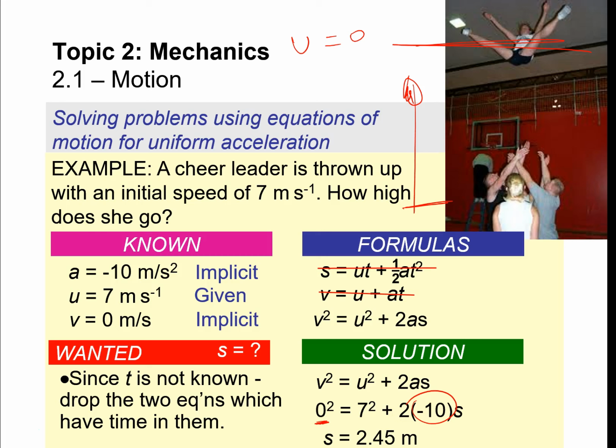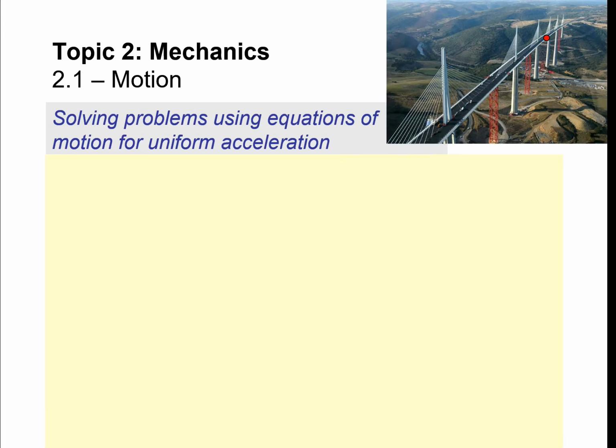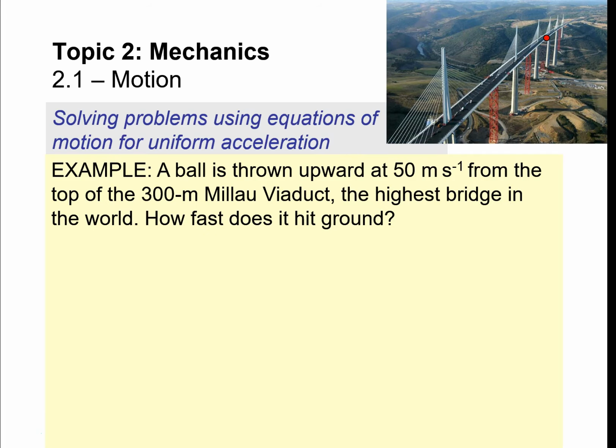I hope you all got this one right. Moving forward, another problem. A ball is thrown upward at 50 meters per second from the top of a 300-meter Millau Viaduct, the highest bridge in the world. How fast does it hit the ground? Again, how fast means velocity. I'm going to ask you to pause your video for a couple minutes, work the solution, see what you get, and then come back here to see Tim's solution.